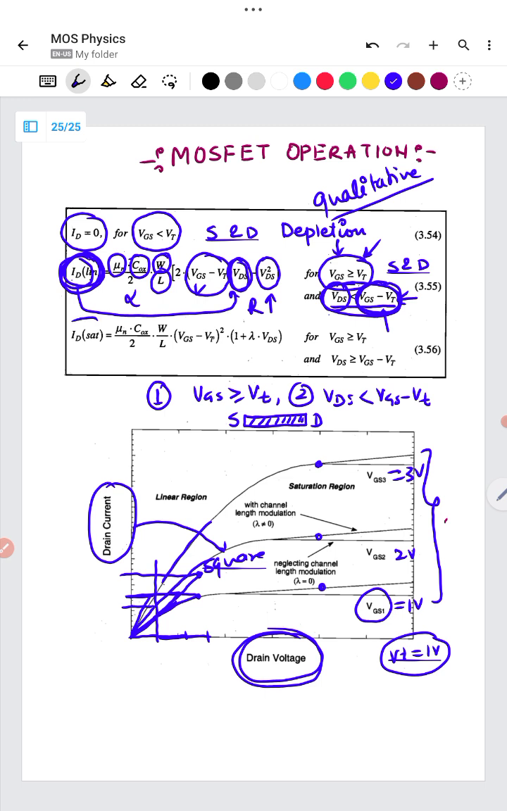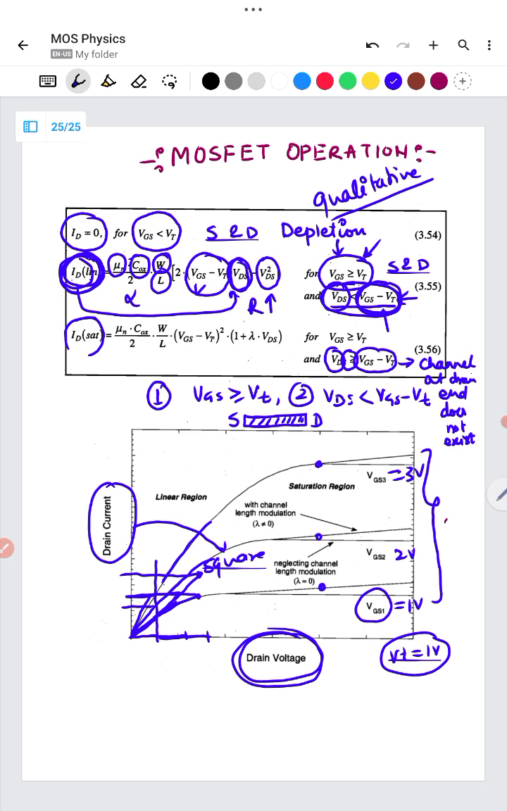Now come to the saturation point. Saturation point meaning when VDS becomes equal to VGS minus VT or greater than VGS minus VT. What we know is, definitely at this point the channel at the drain end does not exist. If you want to understand this in more detail, I'll make a separate video, but here I just wanted to have a brief discussion over the IV curve.